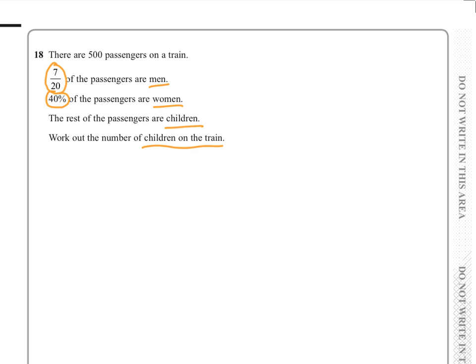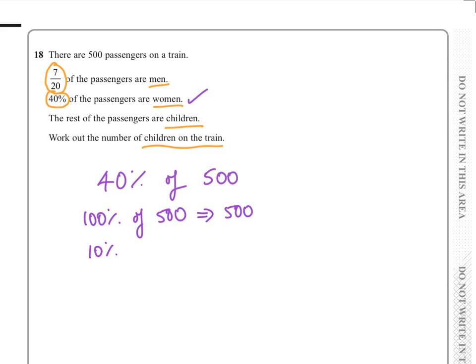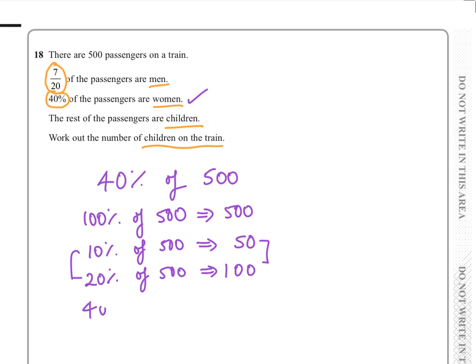So let's start with what I think is the easiest one, and that is 40%. So if we want to work out 40% of 500, well, 100% of 500 is 500. 10% of 500 would be 10 times less, which is 50. 20% of 500 would be 100, because I just doubled this and doubled this. And that would mean that 40% of 500 would be double this again, which is 200. So there's 200, nearly made a mistake there, there's 200 women.